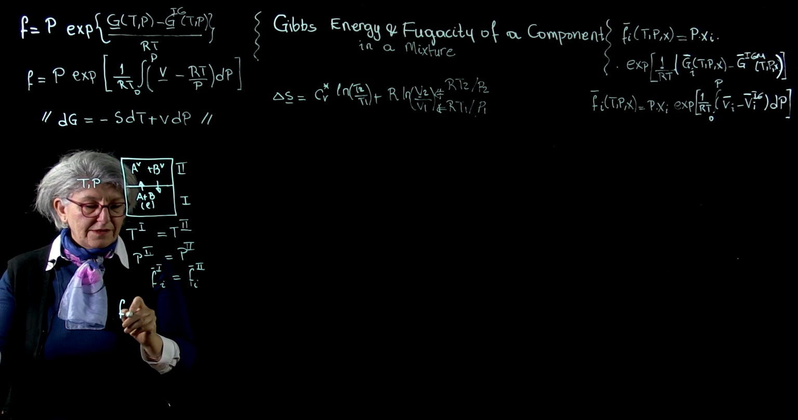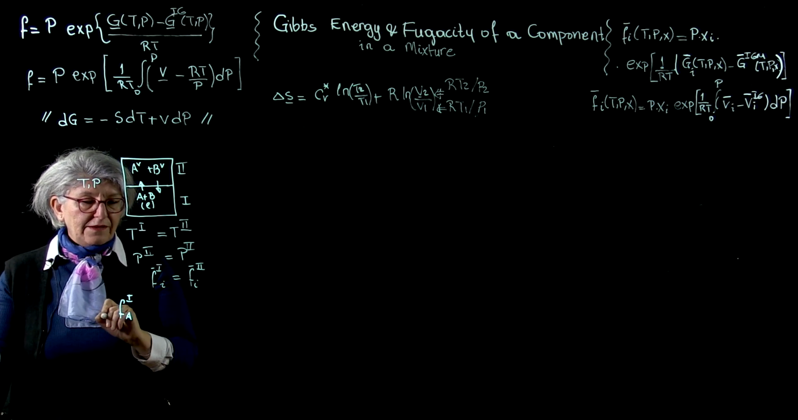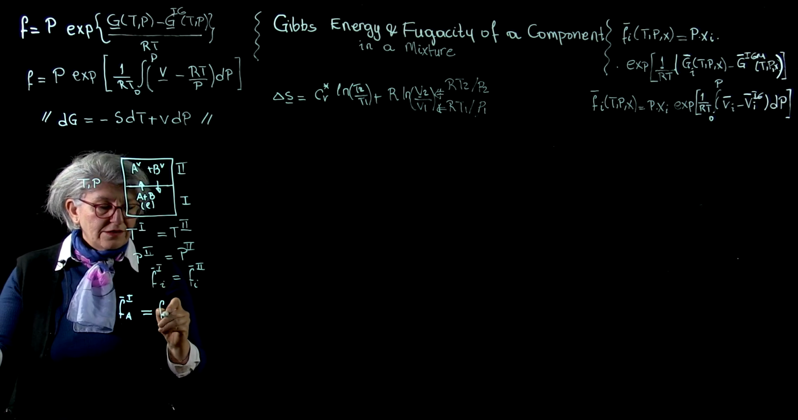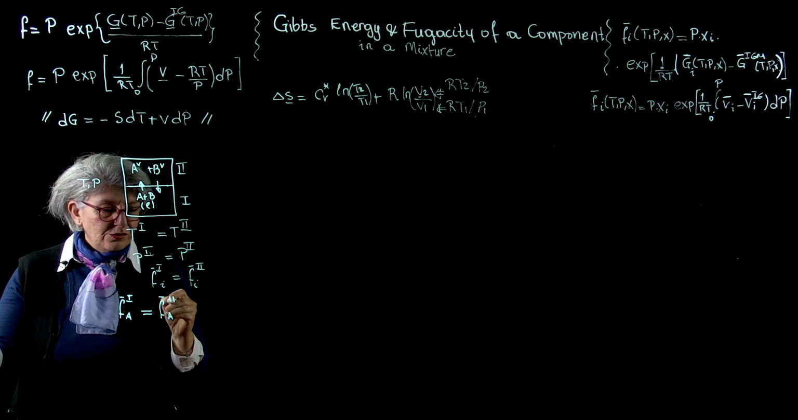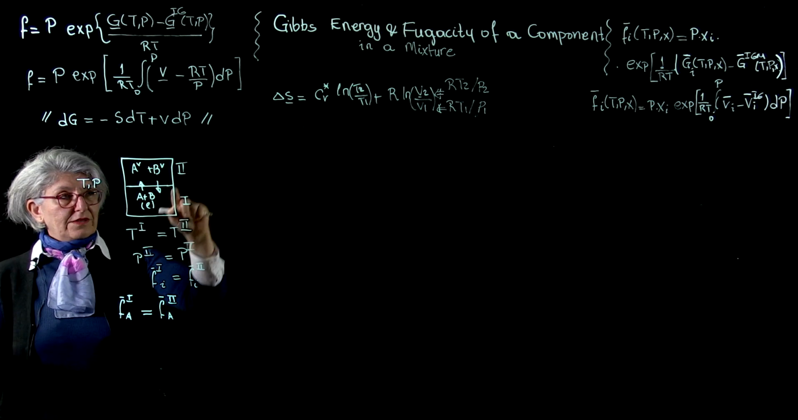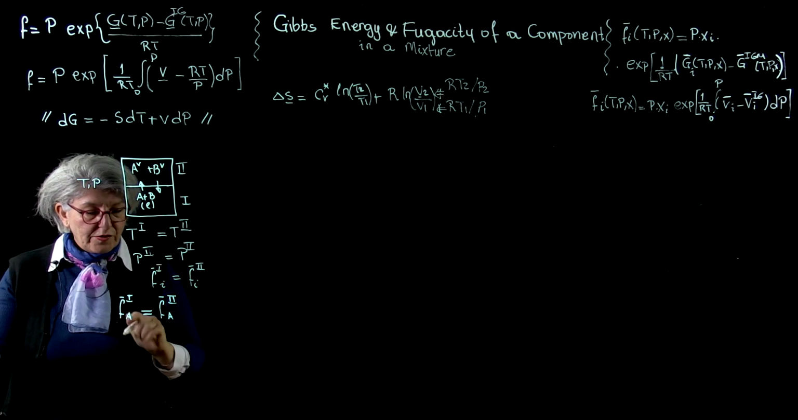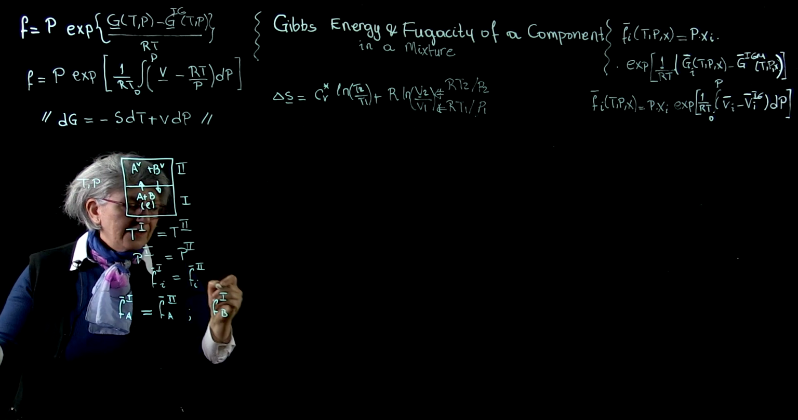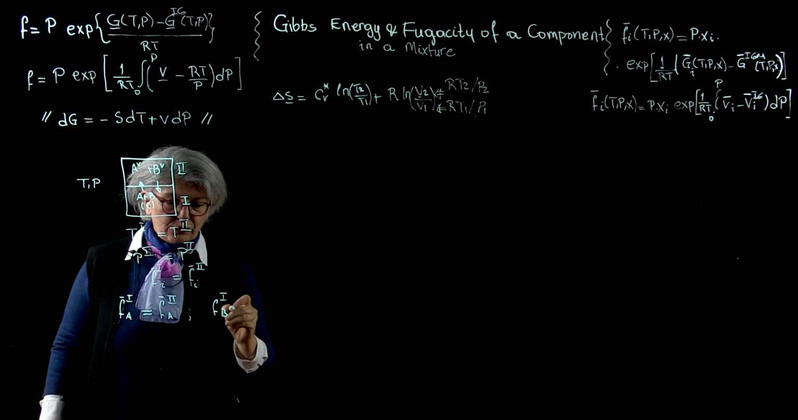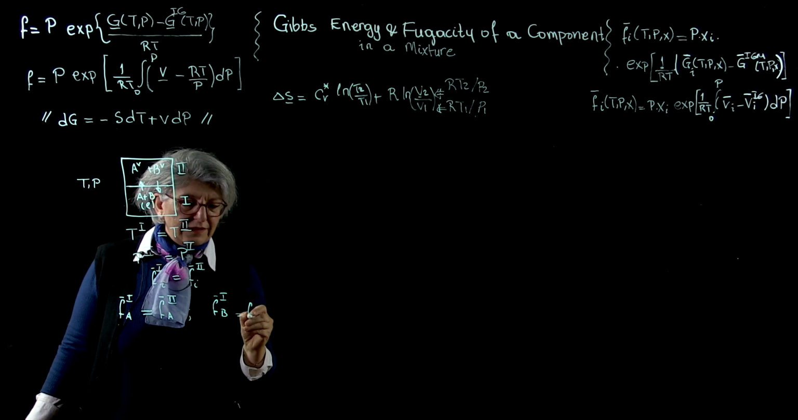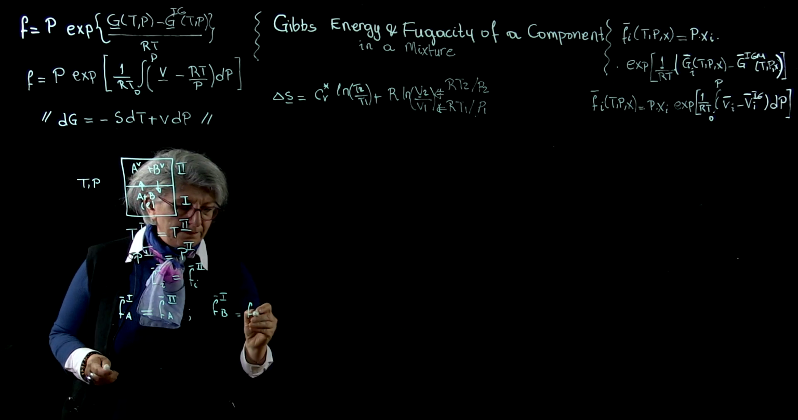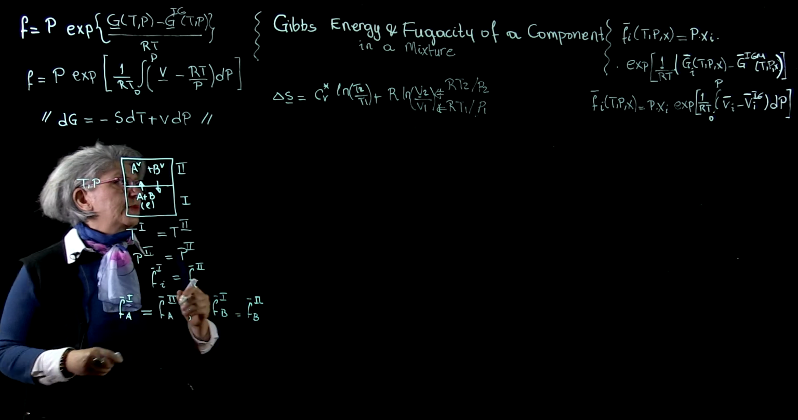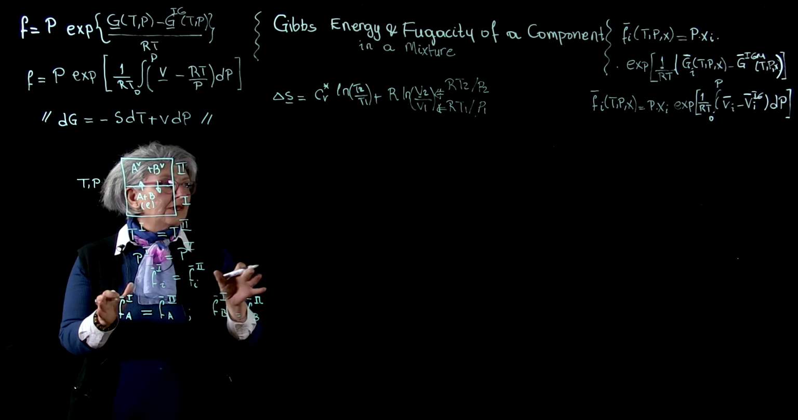Let us write explicitly: fugacity of component A in phase 1 in a mixture is going to be equal to fugacity of component A in phase 2 in a mixture. All right, here is the vapor phase, here is the liquid phase. Similarly, we're going to have fugacity of component B in phase 1 to be equal to fugacity of component B in phase 2. Now we're going to put facts together.